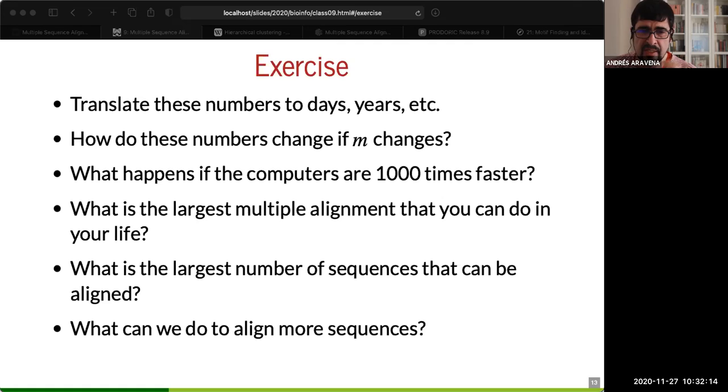When people say there are millions of people dying of COVID, or nobody is dying of COVID, well, what is the order of magnitude? What are we talking about? Okay, and the last question that we have here: what can we do to align more sequences?